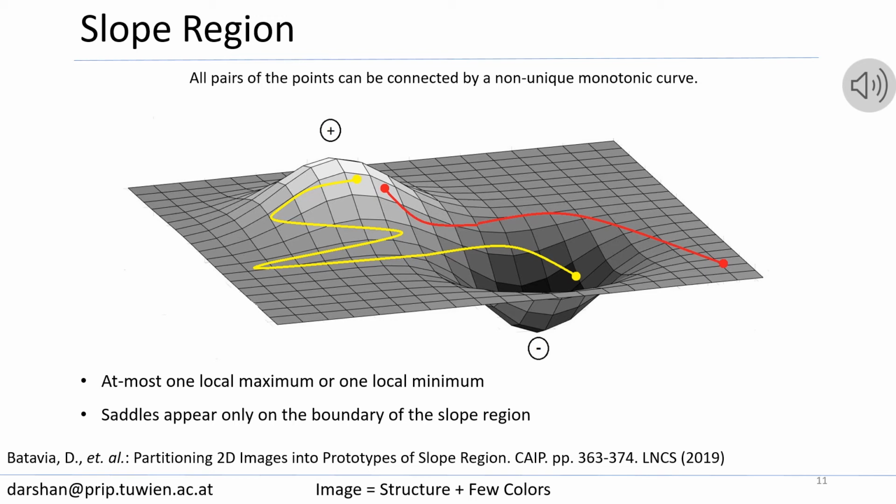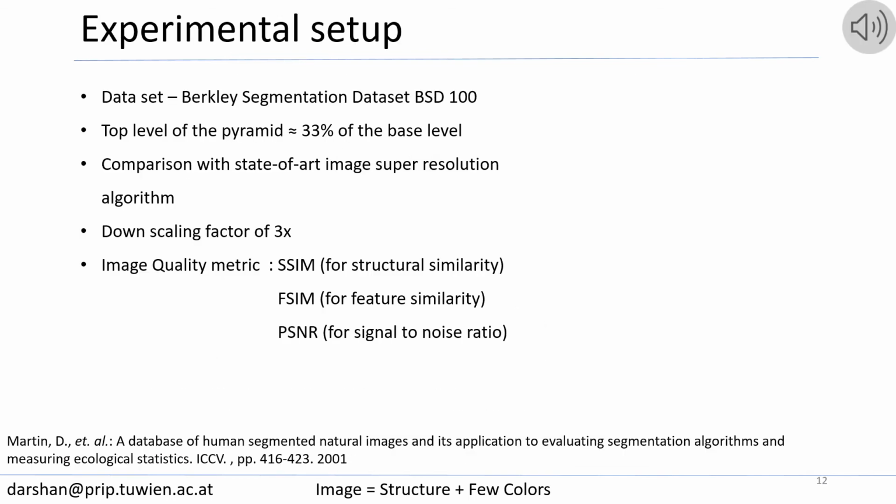Further details are explained in the paper "Partitioning 2D images into prototype slope regions". For the experimental setup, we implemented our algorithm on the Berkeley segmentation dataset BSD100, where the top level of the image pyramid consisted of approximately 33% of the vertices as compared to the base level.